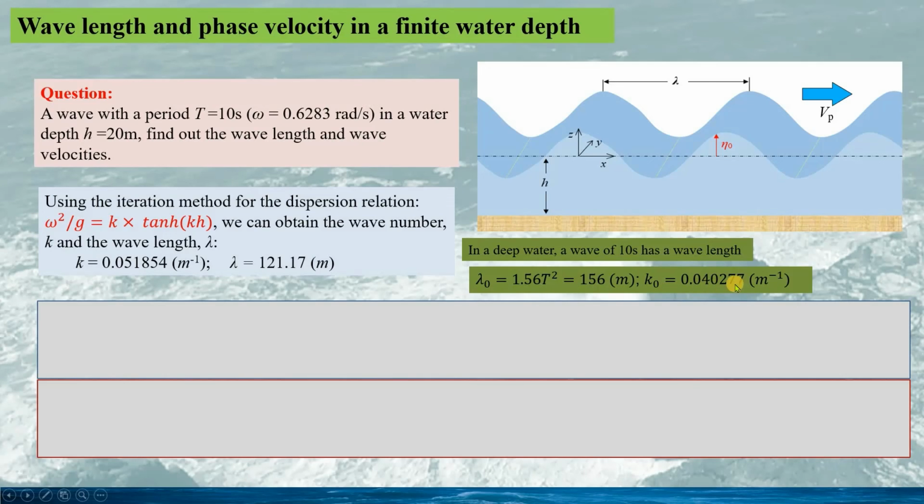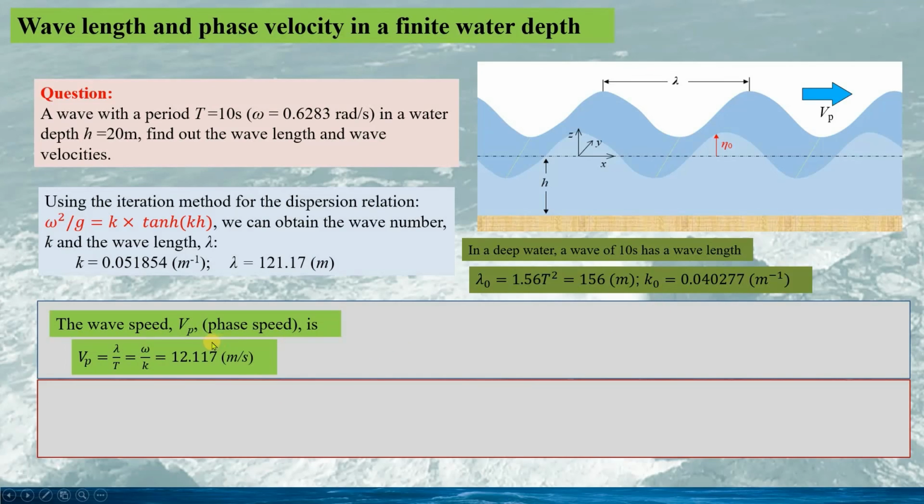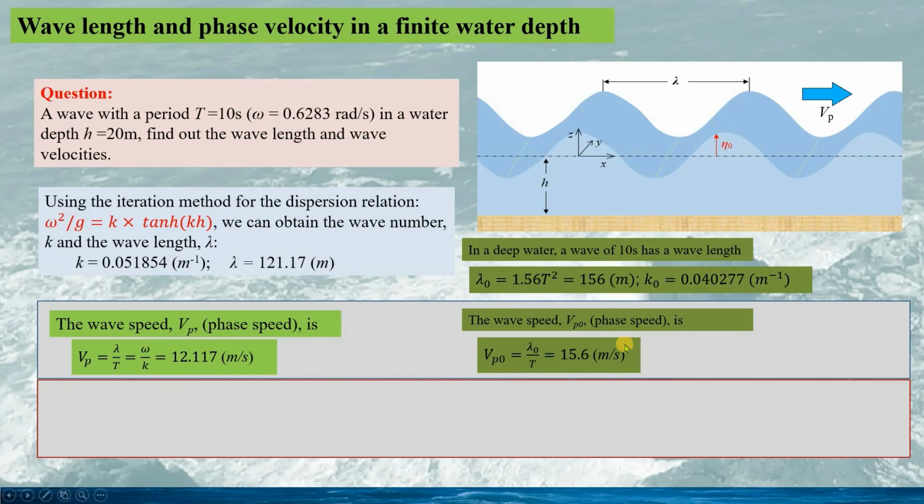The wave number k0 is 0.04. The wave phase speed Vp for the wave in the finite water depth is given as the wavelength divided by the period, so it is 12.117 meters per second. Compared to the wave phase velocity in deep water, which is 15.6 meters per second, the difference is minus 22.33%, meaning the phase velocity in the finite water depth is 22.33% smaller than the wave speed in deep water.